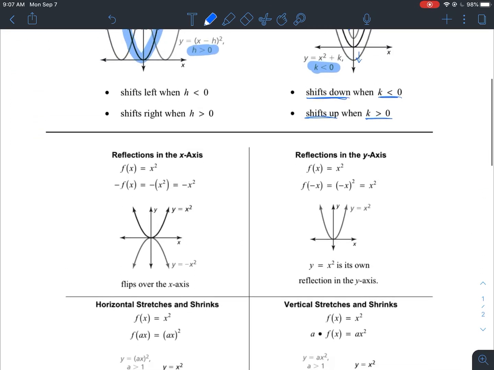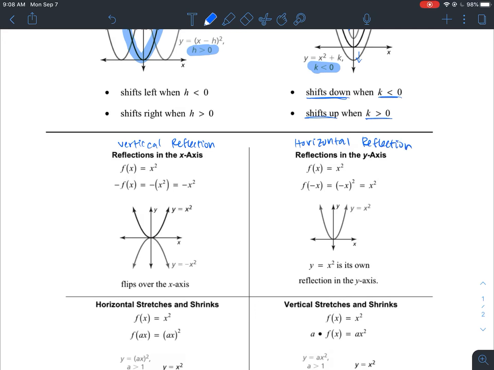And then the reflections across the x-axis and y-axis, it's still the same, guys. I'm probably just not going to really talk about this much, but it's still the same. Again, a reflection across the x-axis is a vertical reflection, and then across the y-axis is a horizontal reflection.